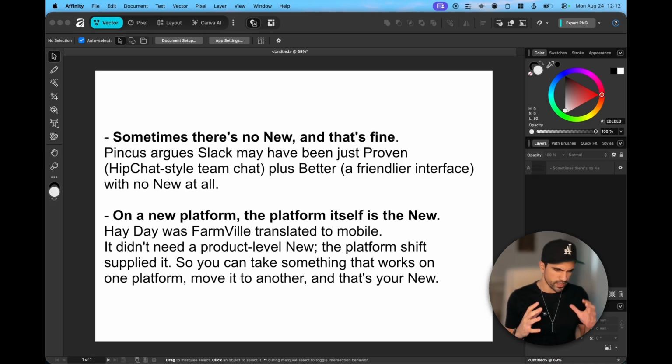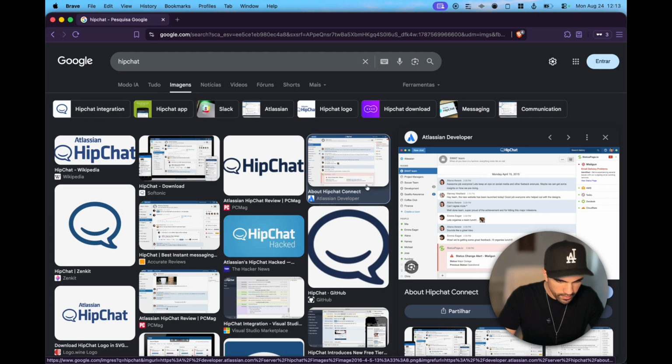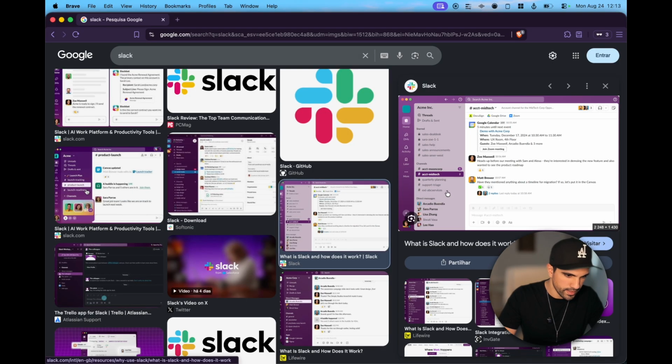And in his book, Mark gives these 2 caveats to Proven Better New. The first one is that sometimes there is no new, thankfully for me. He argues that Slack was just using Proven because apparently they just built this app, HipChat, and they made it much friendlier and more fun. We're going to talk a lot more about Slack in the future. And that was their better. So HipChat, but friendlier and fun.